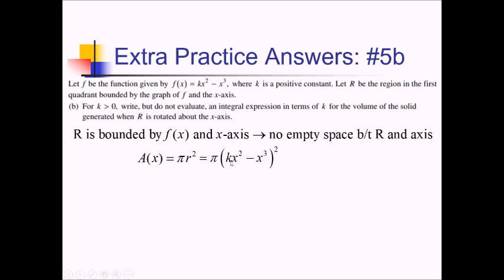Either one is fine. So now that I've got my area function, I'm just going to integrate this over the interval from, well, let's see, whatever the limits of integration for the area R were. Remember from part A, we found that those were 0 and k. So then I have volume equals the integral from 0 to k of, and now that I defined this, I can just write A of x dx.